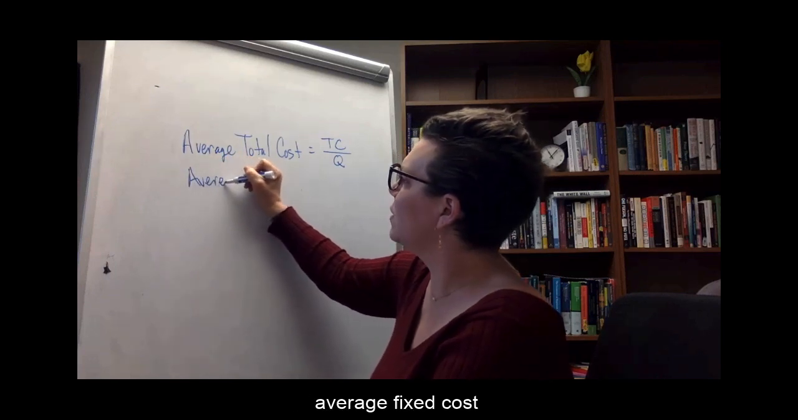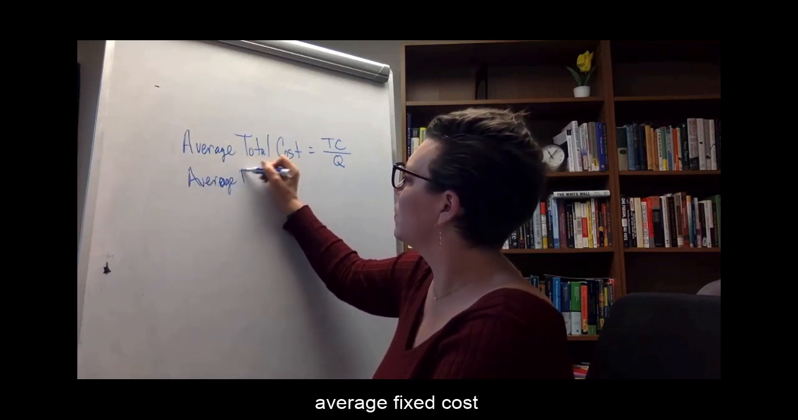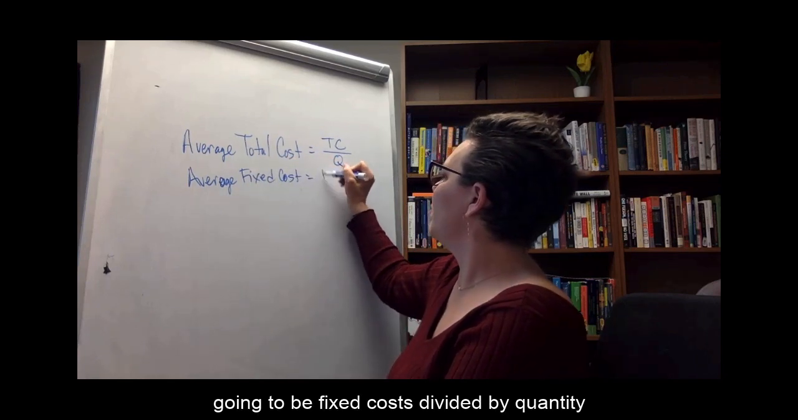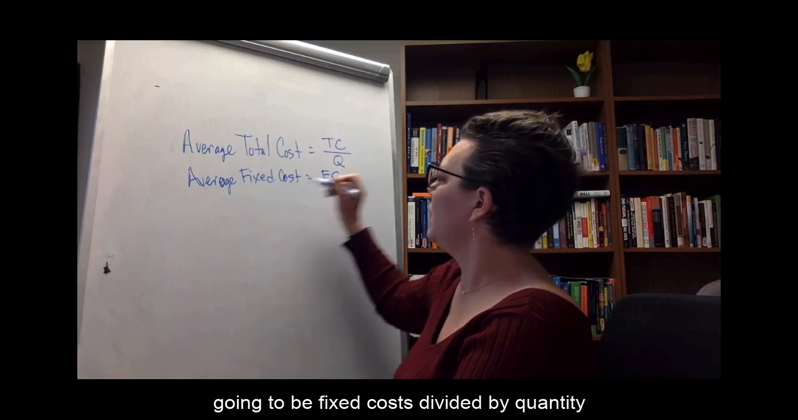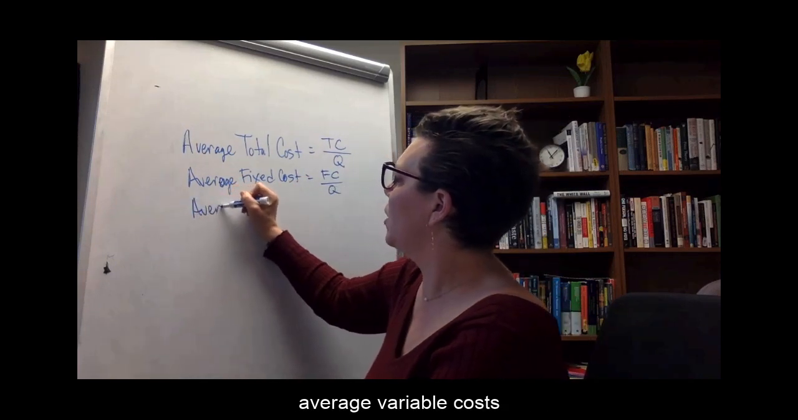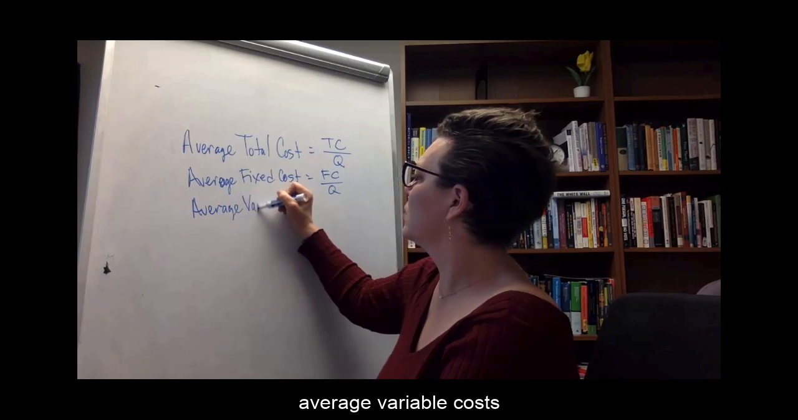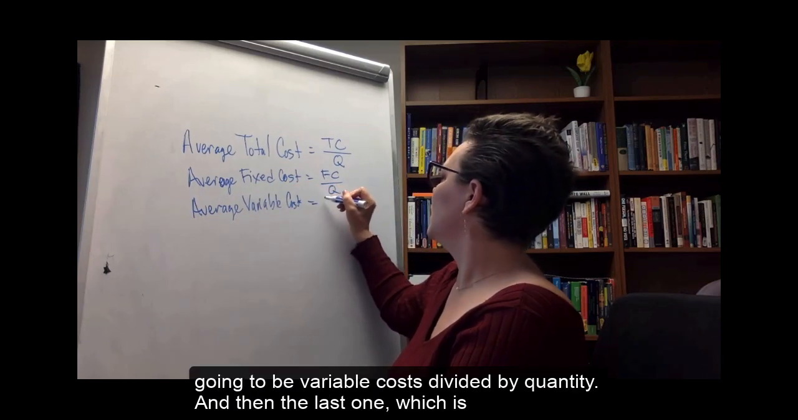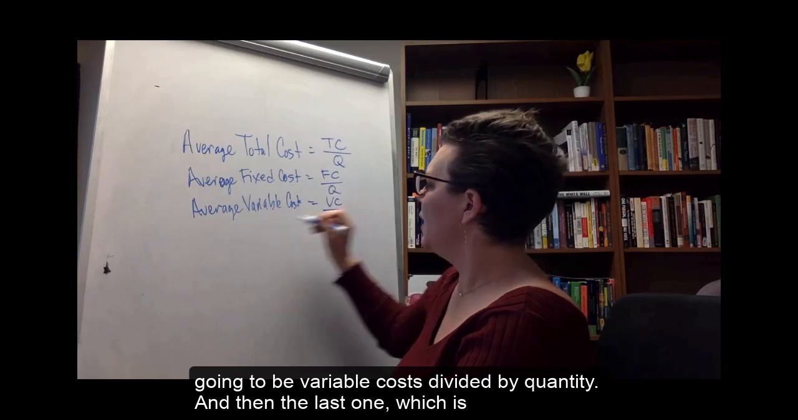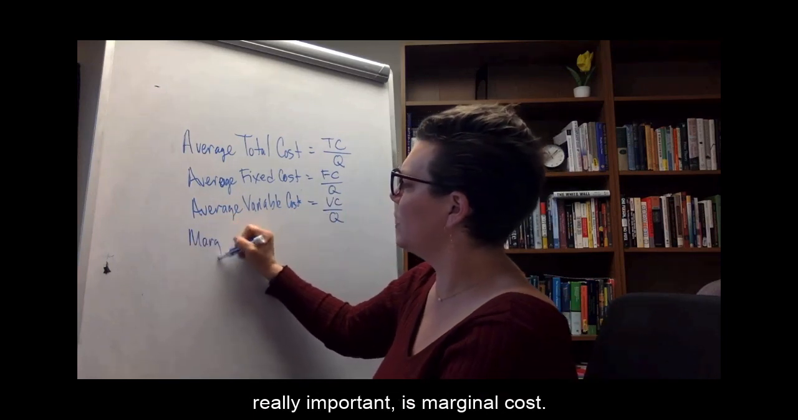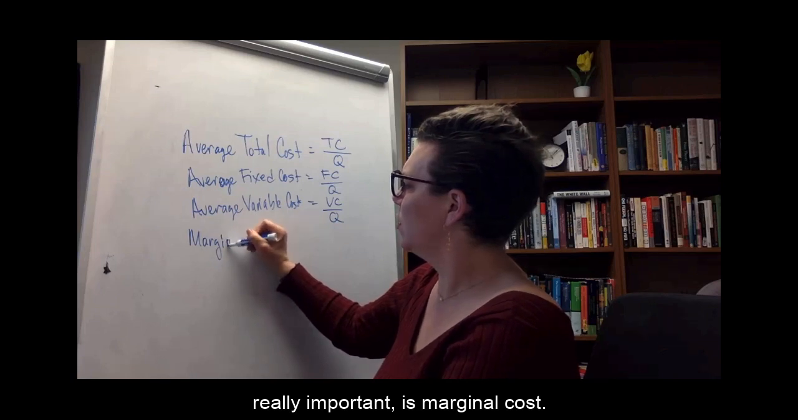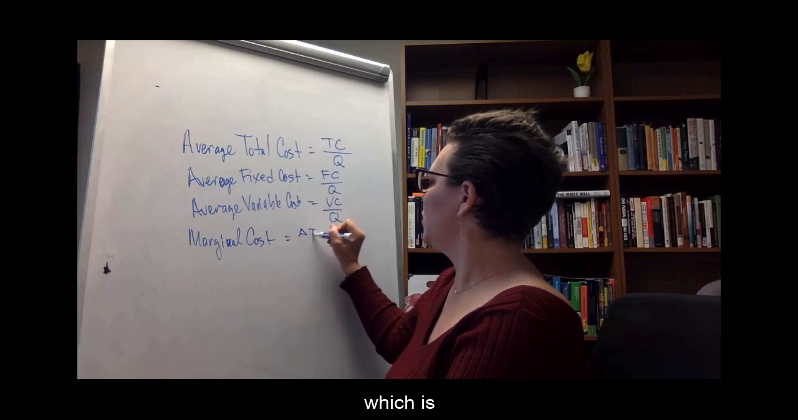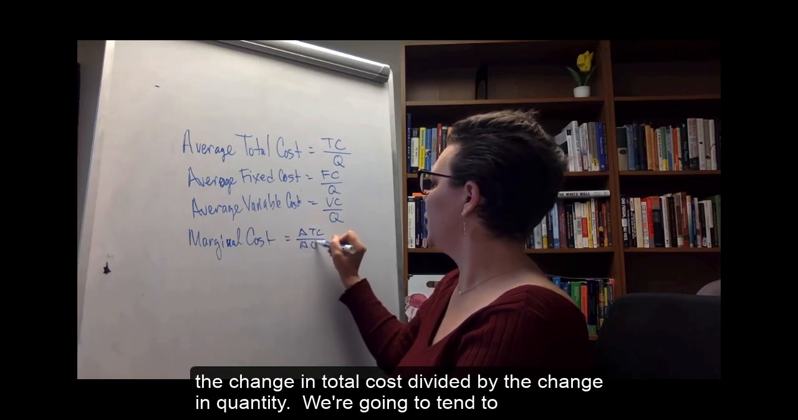Average fixed cost is going to be fixed costs divided by quantity. Average variable cost is variable cost divided by quantity. And then the last one, which is really important, is marginal cost, which is the change in total cost divided by the change in quantity.